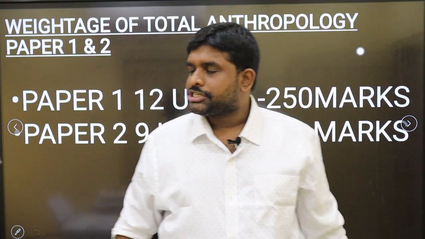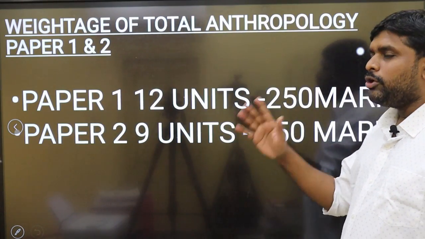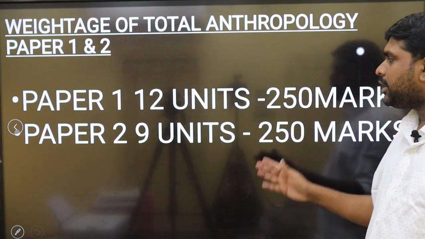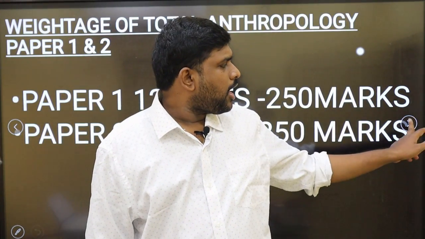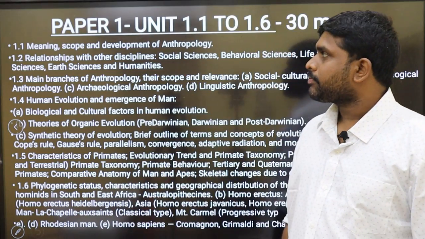So what is the weightage? Paper 1, 12 units are there, paper 2, 9 units are there, and 250 marks each, 500 marks as you know. Paper 1, 12 units, paper 2, 9 units. How is the weightage?